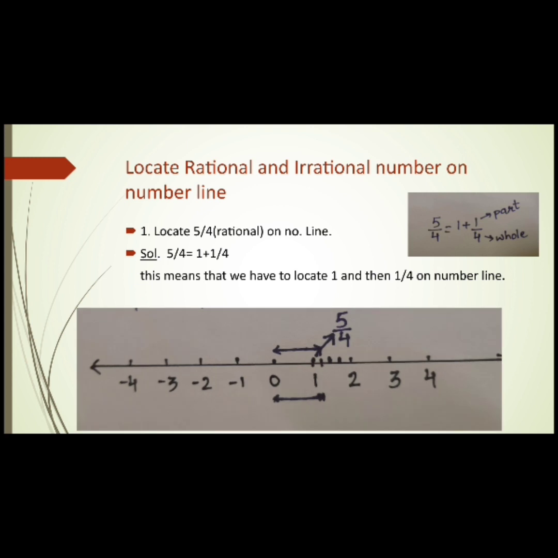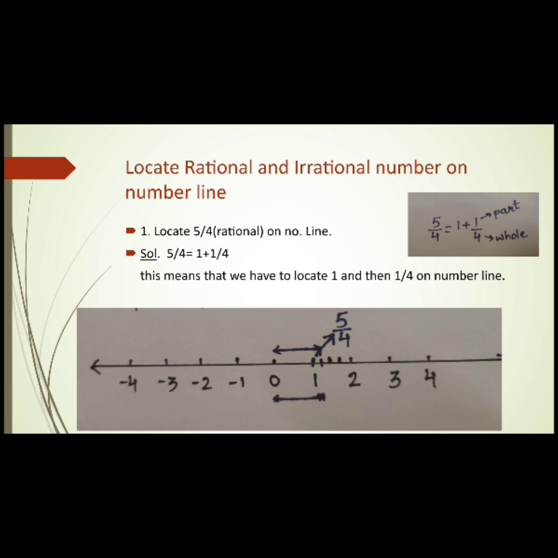As you can see, 5 by 4 is equal to 1 plus 1 by 4. So firstly locate 1 on the number line, that is 0 to 1 is 1. For 1 by 4, you have to divide 1 to 2 into 4 equal parts. It is necessary that all the parts should be equal. You have to divide 1 to 2 into 4 equal parts. And how many parts do you have to take? 1 by 4. You have to take one part out of 4. That is, the first point after 1 on the number line will be 1 by 4.